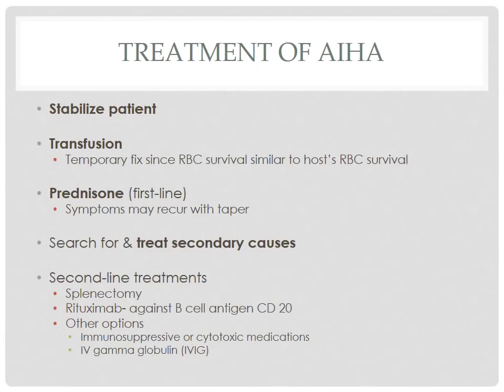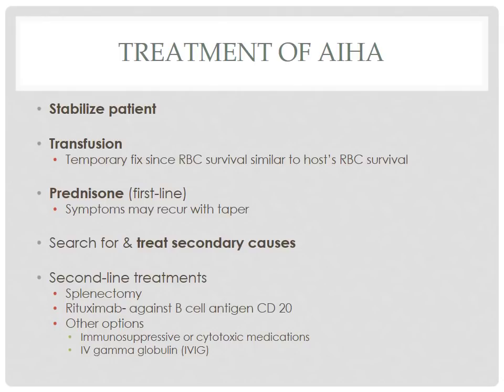The treatment of autoimmune hemolytic anemia involves stabilizing the patient, which is often done with transfusions and/or prednisone. The transfusions will replace the red cells and correct the anemia. However, this is often a temporary fix as the antibodies often attack the new cells as well and cause further hemolysis. Prednisone is used along with the transfusion to try and slow down the autoimmune portion.